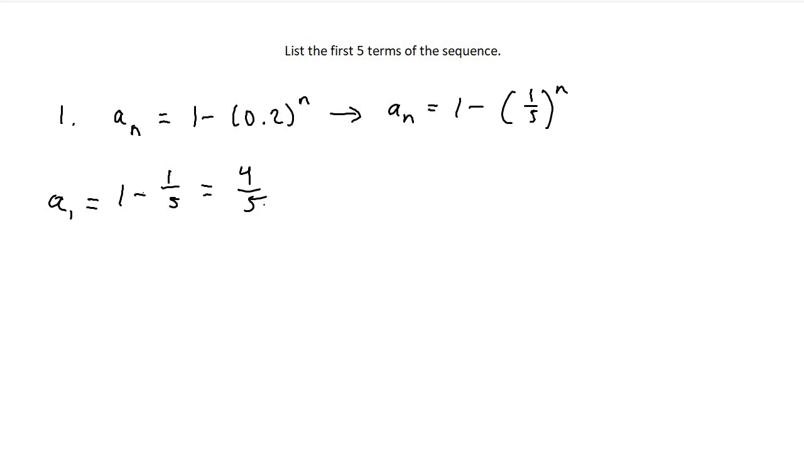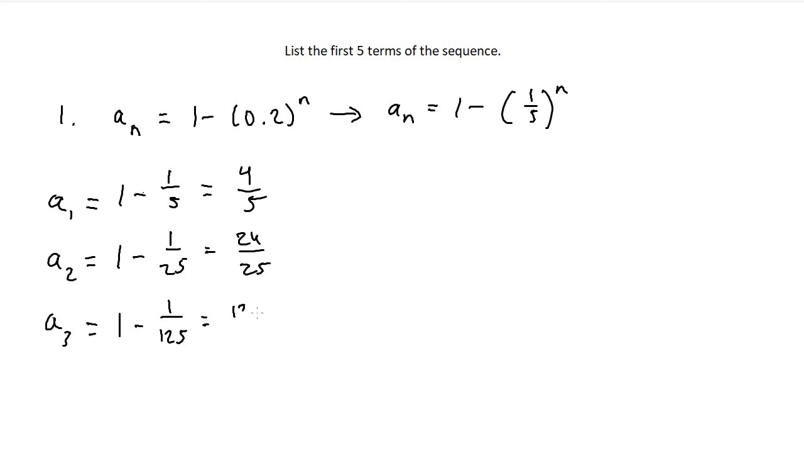4/5. Now a sub 2, or the second term in the sequence, I'm just going to have to plug in 2 for n. So we'll get 1 minus 1/5 squared, which is just 1 over 25. So then I'll get 24 over 25. For a sub 3, once again, I'm going to have to plug in 3 to find my third term in the sequence. So we'll get 1 minus 1/5 to the third power, or 1 over 125, which is going to be equal to 124 over 125.